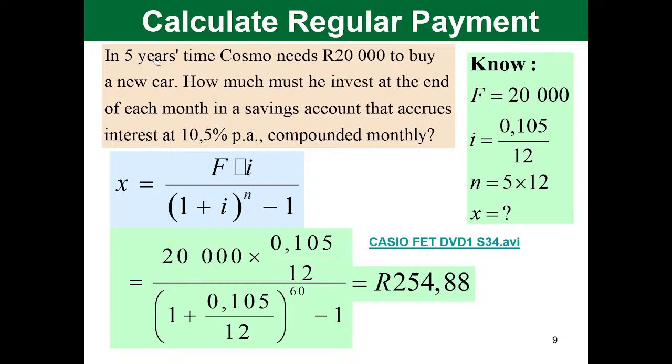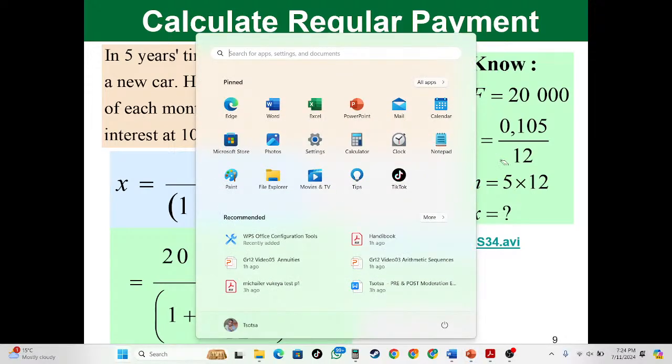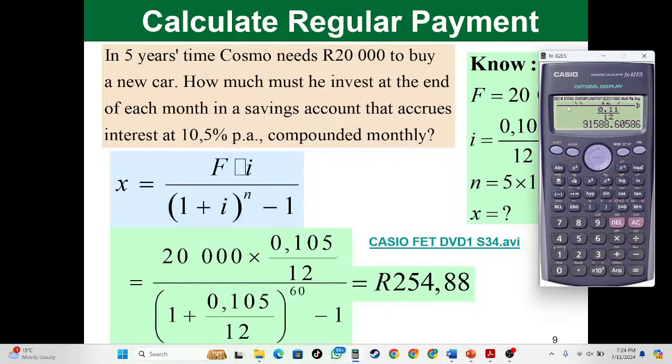So every month, Cosmo must deposit 254 rand 88 cents, for his investment to ensure that he has 20,000 rand to buy a car, because he wants to buy a car in the next 5 years. You can use the other way, punch it into your formula to get that. I don't have a problem. Let's punch it together on this one. Even though it might look different, let's punch it together.